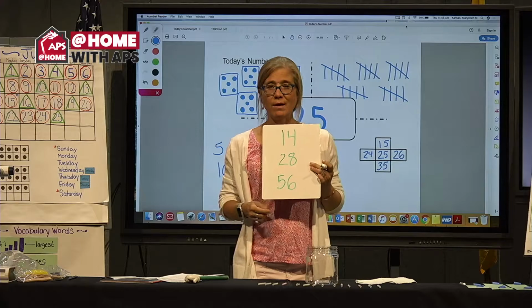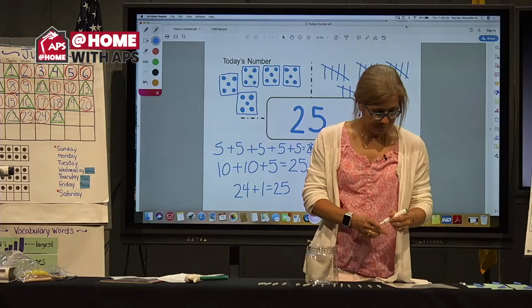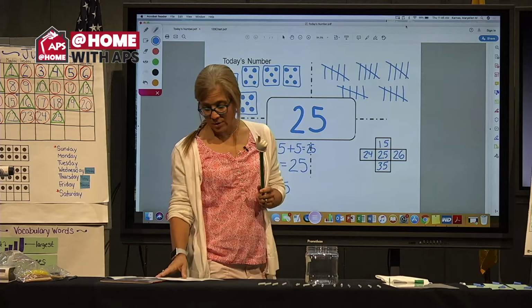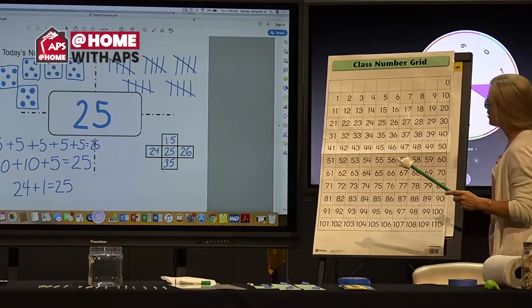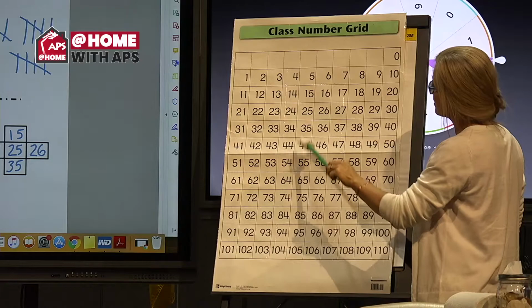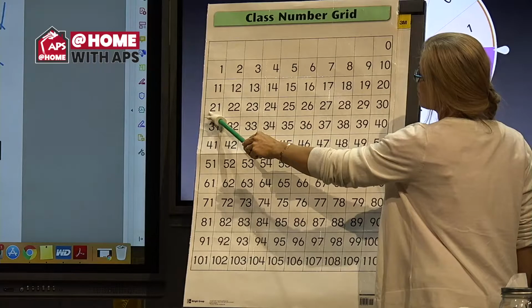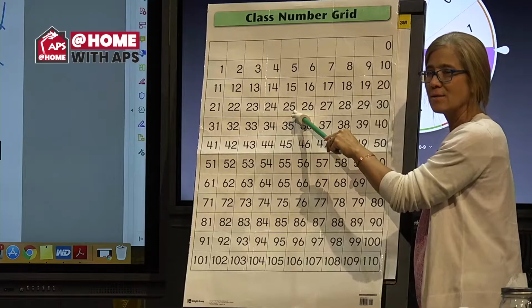All right. Let's count from 25 on our hundreds chart. We're going to count by tens today. So let's find 25. It's going to be in this row that has the 5 as the second digit. And it's going to be in the row that has 20s. So this row has 20, so 25. So let's count by tens starting at 25. Count with me.